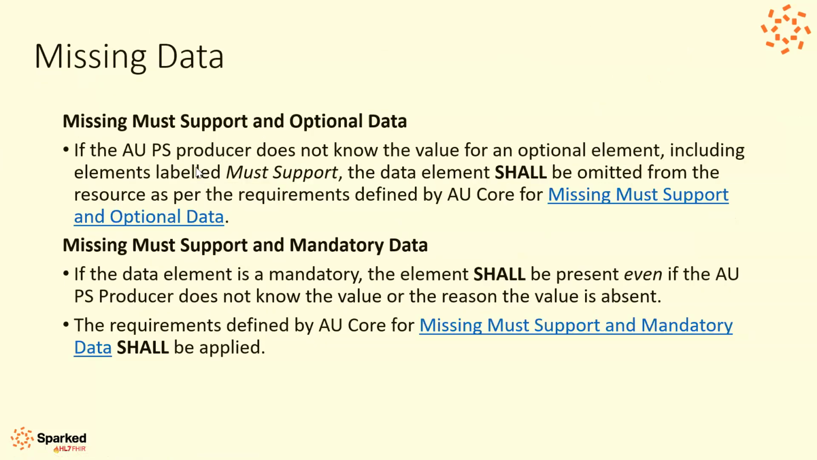So let's go through missing data. This was looked at in our last conformance session on Friday. There were no comments about it. So I'm just going to get this ratified here, because this is exactly the same as AU Core, US Core, IPS, IPA, where there is optional data, an optional element, and it's labeled must support. And if it's missing, you shall omit it. So if a producer doesn't know that value for the optional element, you shall omit it as per these requirements defined in AU Core.